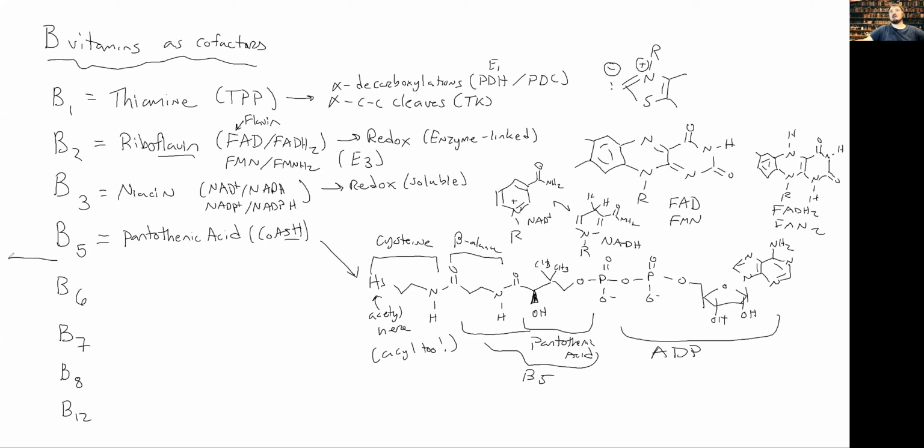A vitamin is defined as something that we get from our diet that we cannot synthesize ourselves. So we need to get this from our diet. And if we don't, we end up with a deficiency, which can cause numerous different kinds of metabolic failure and even death if you have enough malnutrition.